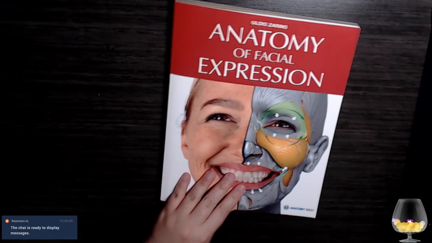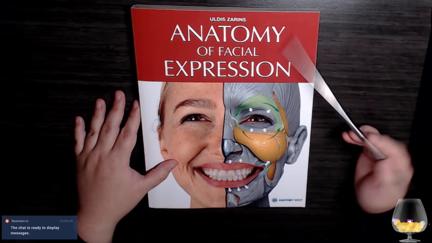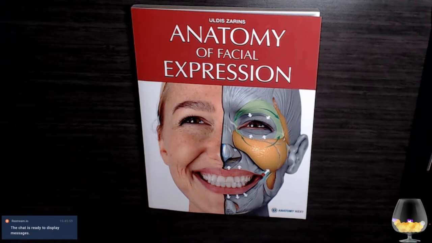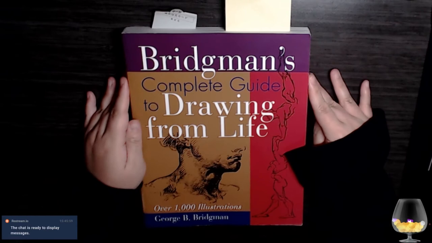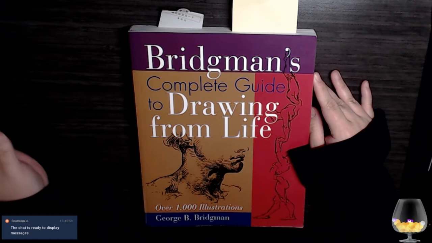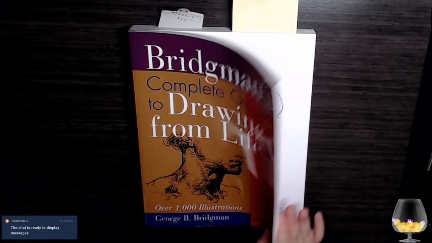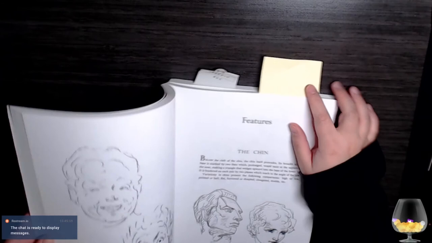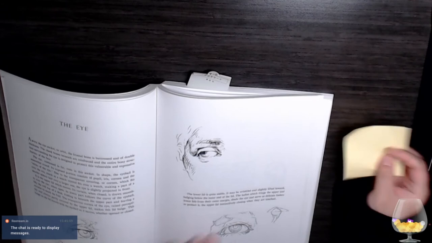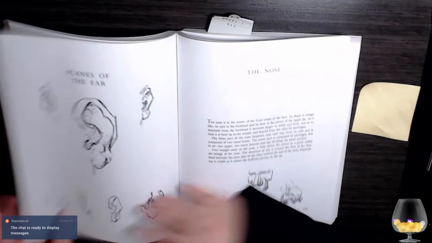This is Anatomy of Facial Expression by Uldis Zarins. Let's bust out Bridgman. Okay, this is Bridgman's Complete Guide to Drawing from Life by George B. Bridgman. He's a pretty well-known artist, and he has a lot of these books out. Okay. I didn't actually mark where the nose is, but I'm guessing it's not too far from when we went over the eye. So here's the ear. Okay, nose.